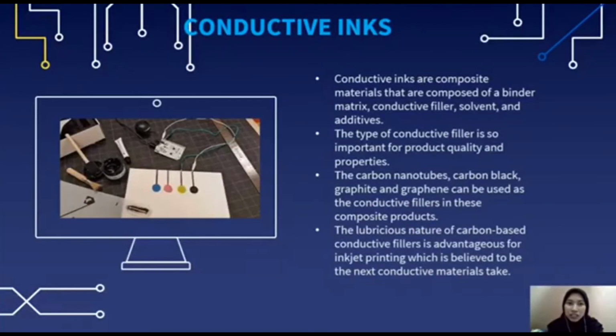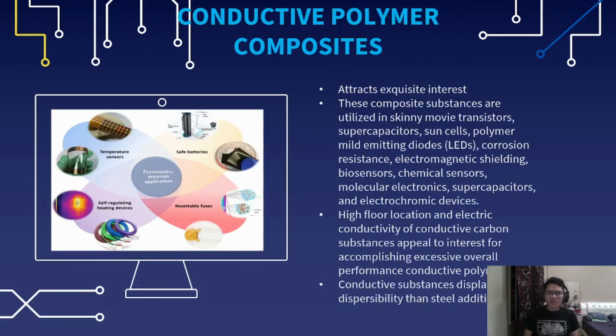The next application is conductive inks. Conductive inks are composite materials that are composed of a binder matrix, conductive filler, solvent, and additive. The type of conductive filler is so important for product quality and properties. Carbon nanotubes, carbon blacks, graphite, and graphene can be used as the conductive filler in this composite product. The lubricious nature of carbon-based conductive filler is advantageous for inkjet printers, which is believed to be the next conductive material take. The last one is the conductive polymer composite.